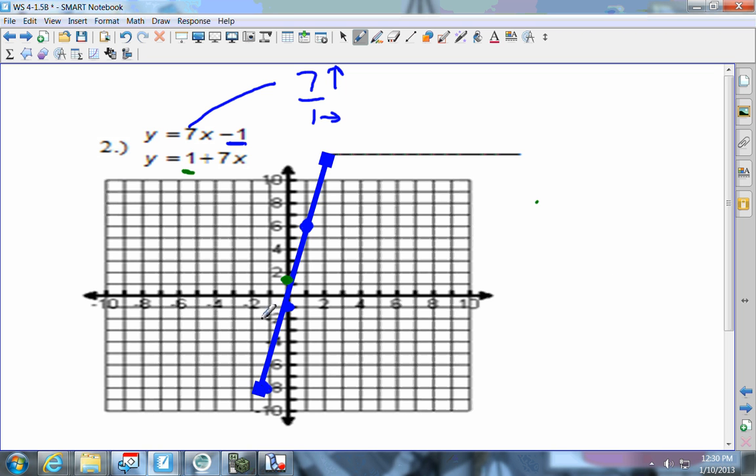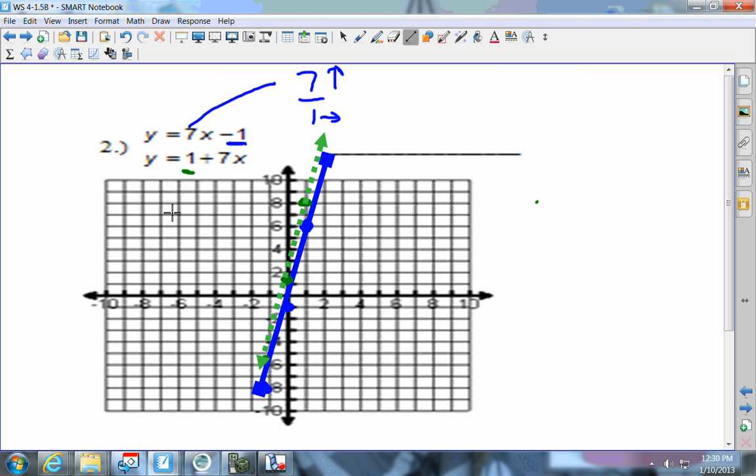All right, 7 over 1, same thing. I'm going to go up 1, 2, 3, 4, 5, 6, 7, and to the right 1, put a dot. If I go backwards and go down 7, 1, 2, 3, 4, 5, 6, 7, to the left 1. And I'm going to draw my line. That looks really close. It kind of looks like they touch.